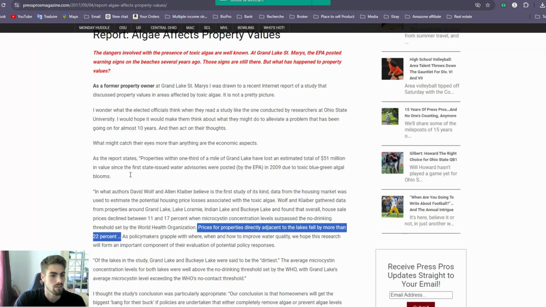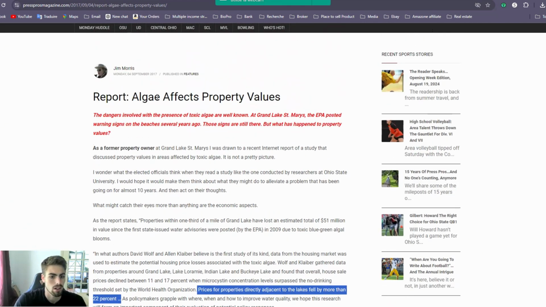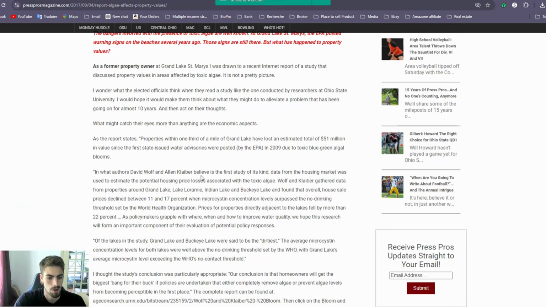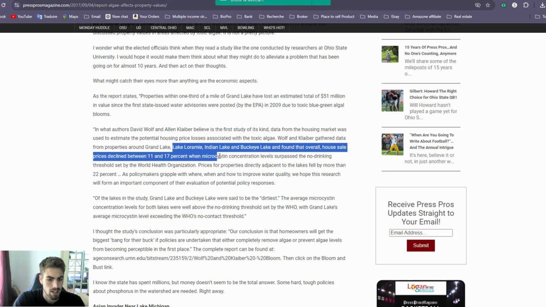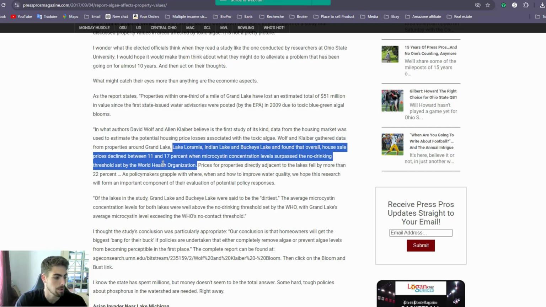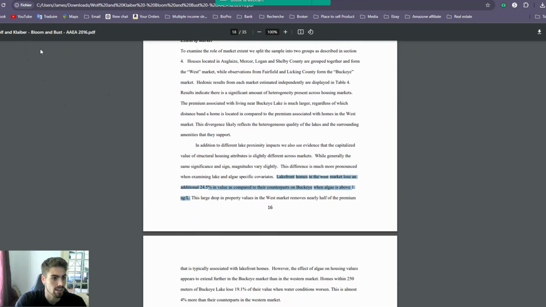Now, I've looked online and I've tried to find different research about this subject. Here, a report, algae affects property value. I found that lake properties in Indian Lake and Buckeye Lake see the value of a property decrease from 11 to 17%, which is extremely huge once again. Here I found another one, Lake Wolf and Lake Claybor. Lakefront homes in the West Market lose an additional 24.5% in value as compared to their counterparts.